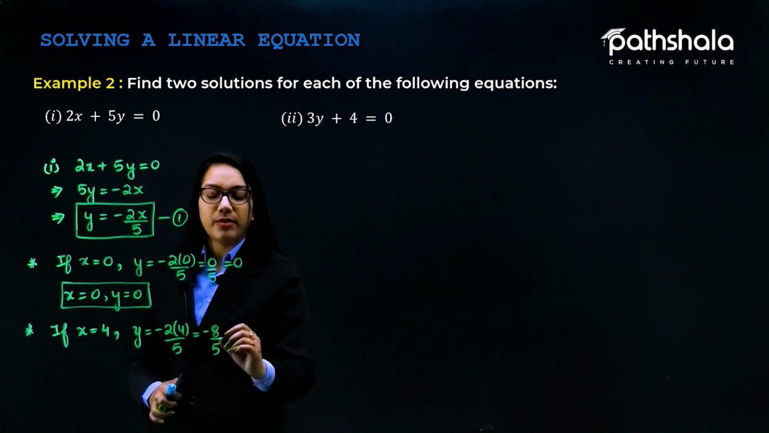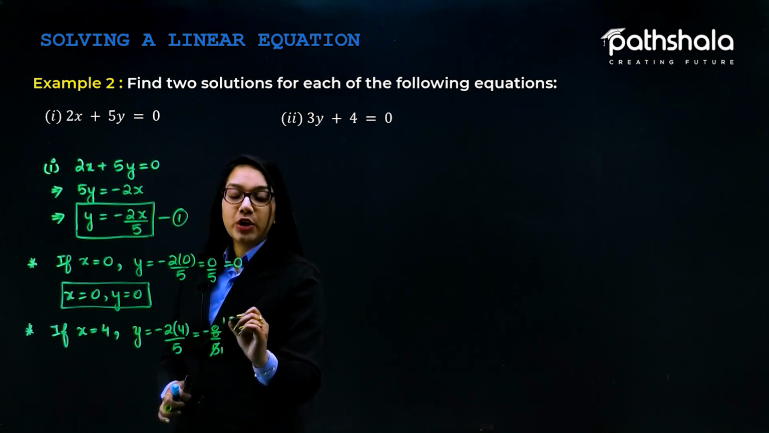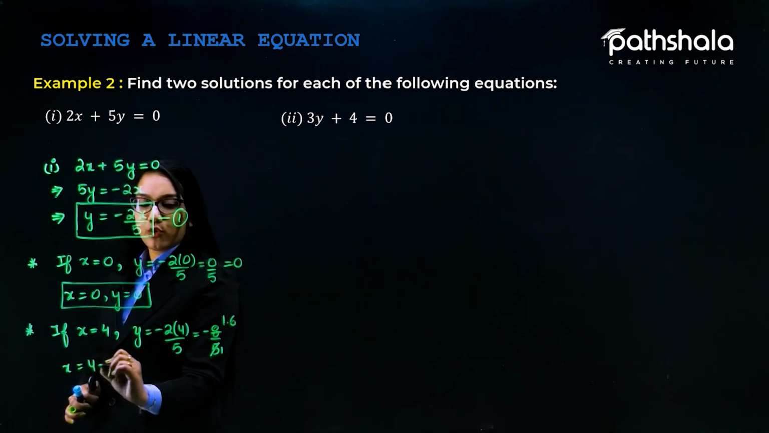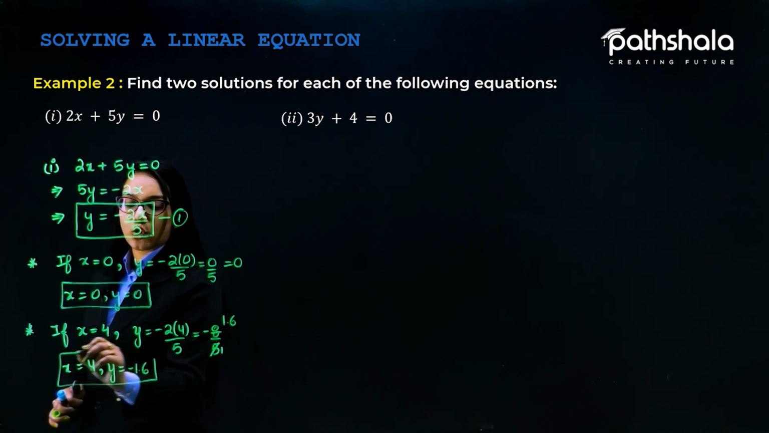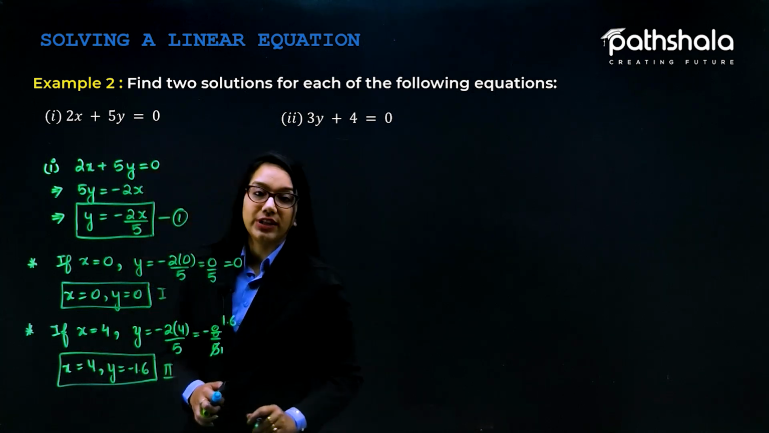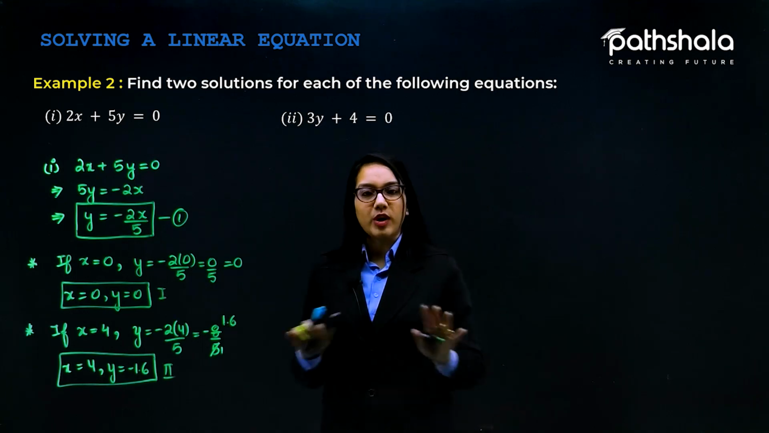Let's divide 8 by 5. 5 into 1 is 5, and we are left with the remainder 3, so it is nothing but 1.6. It means for x is equal to 4, we are getting y as minus 1.6. So this is the second solution. This is the first one, and this is the second solution of this particular linear equation in two variables. We just wanted two solutions, so we are done with it.